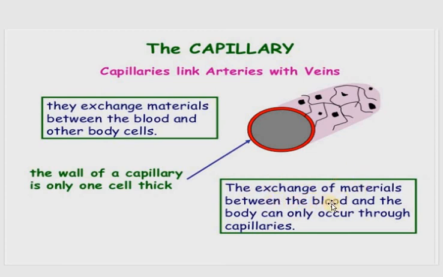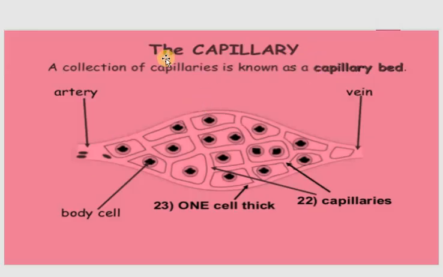The exchange of material between the blood and the body can only occur through capillaries because the walls are very thin and only 1 cell thick. So it is very easy to absorb the material. I just want to show another diagram. You can see in this diagram, this is capillary, it is in between vein and artery. You can see this is artery, this is vein, and these are the capillaries, and the thickness is 1 cell thick. So the collection of the capillaries is known as capillary bed. This is known as capillary bed, and it is responsible for the exchange of material.